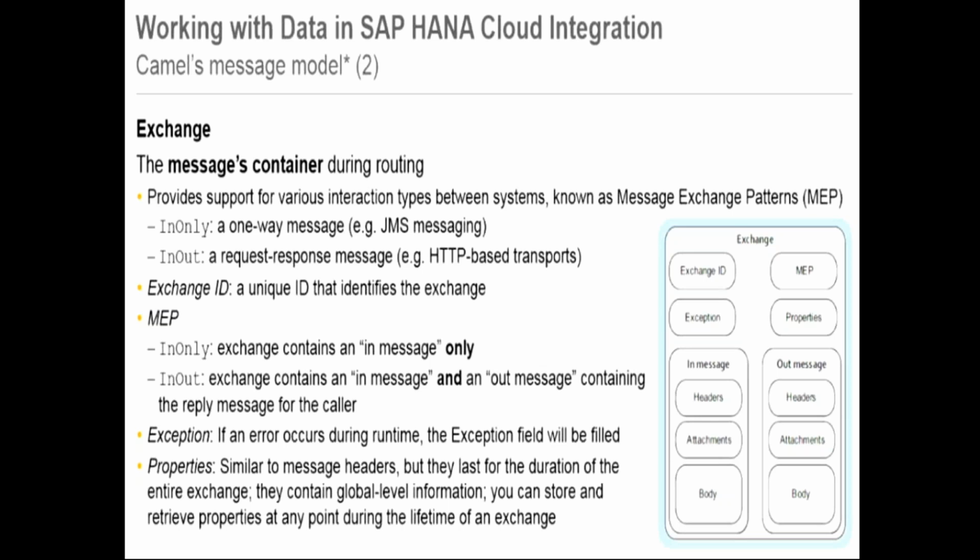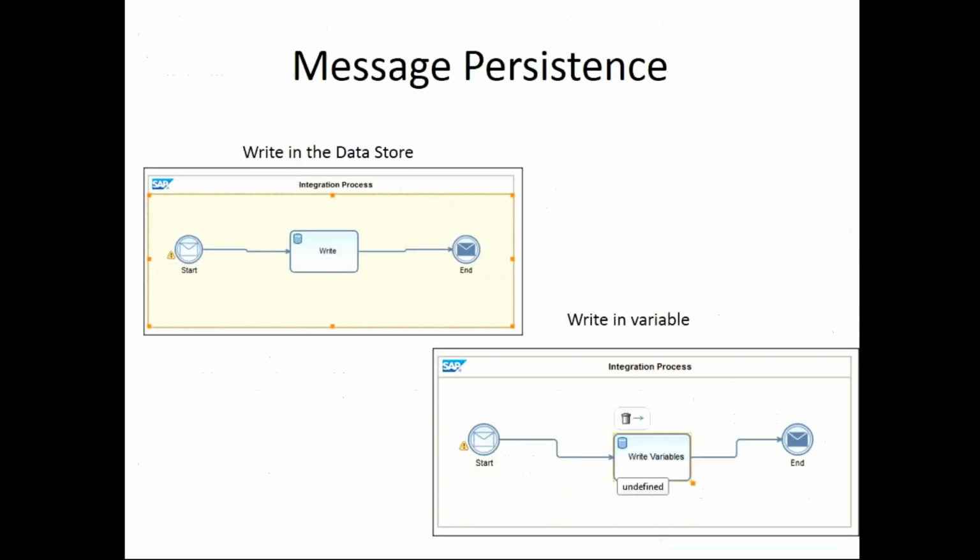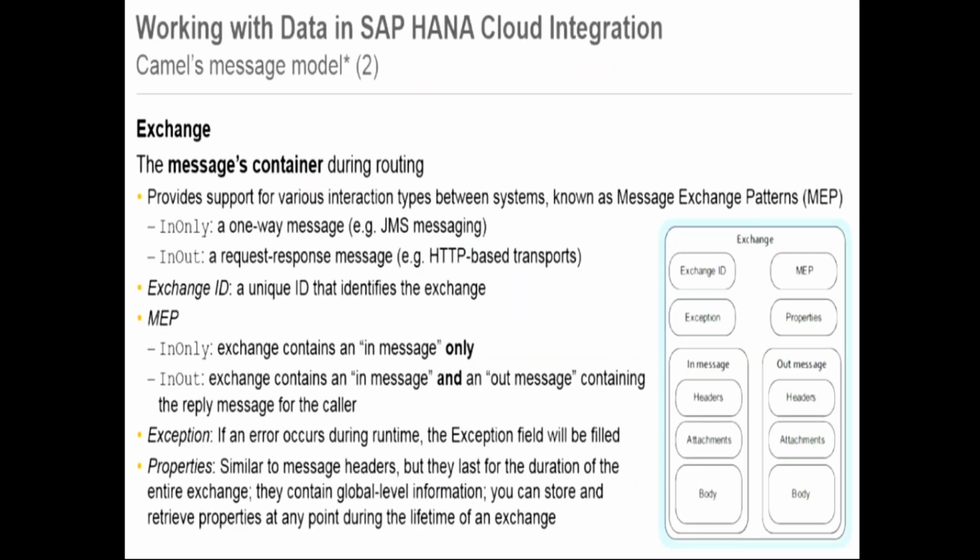Okay, and then you have the property, the newest thing, which is only available in your HCI. It is similar to the header which I told you, but properties last for the duration of the entire exchange of your message. They contain local level information and global level information. You can store and retrieve property details at any point during the lifetime of the exchange. Okay, so this is the new concept which is available in your HCI.